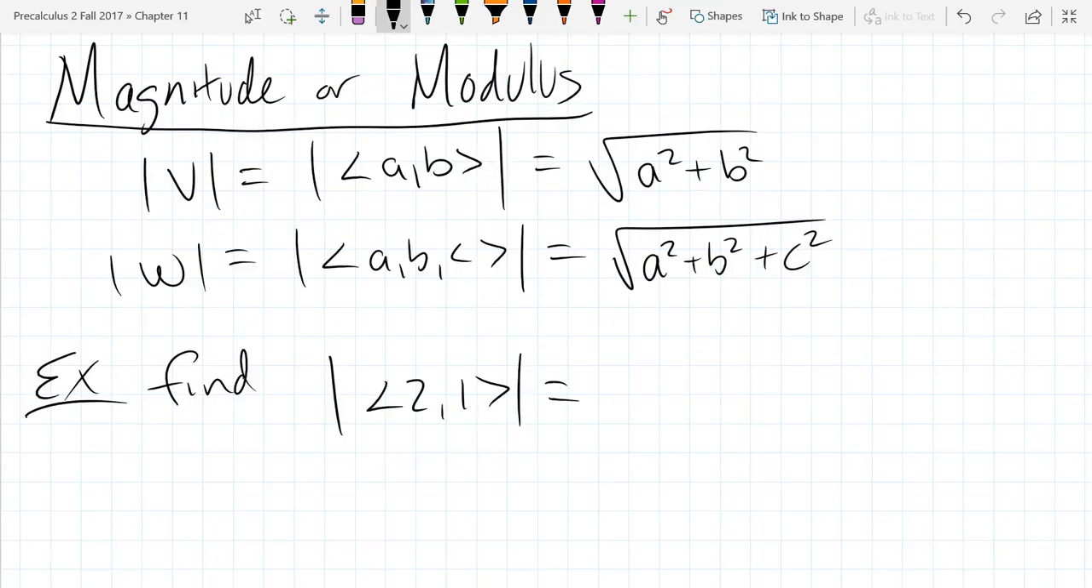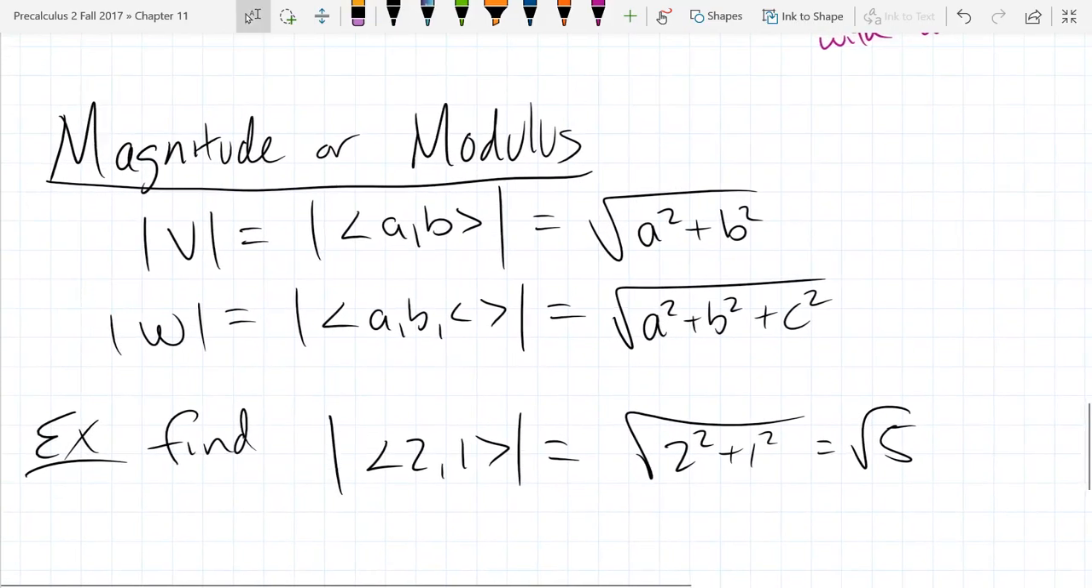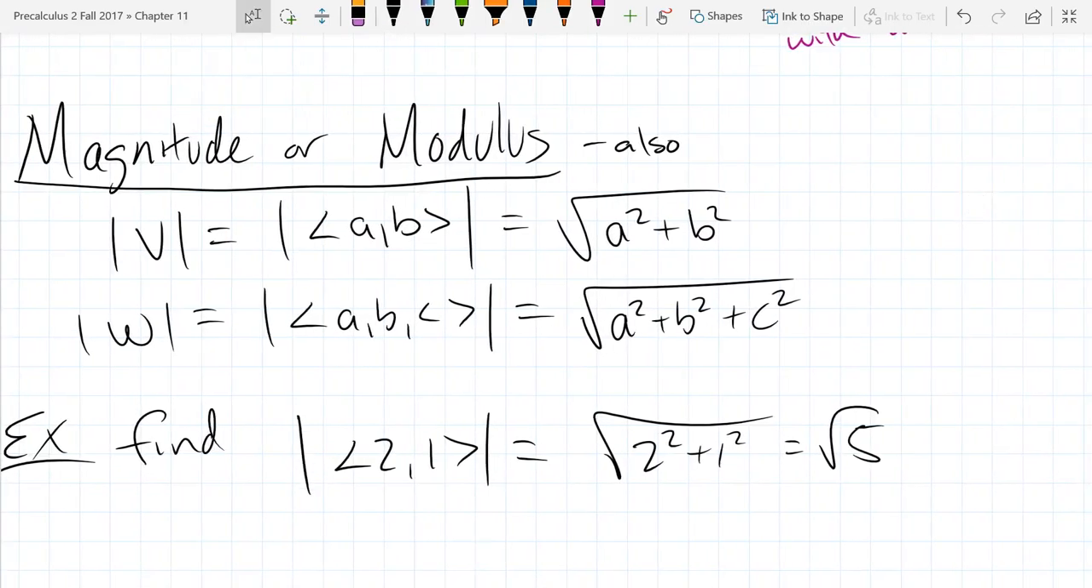All right, so find the magnitude of the vector 2, 1, same one we were working with before. So compute that right now. Should only take a couple seconds. Just use the 2 and the 1 for A and B. You should get square root 5 for that magnitude. Now, some sources that you're going to read also use the double bars just like complex numbers used. So sometimes you might see it with the double bars instead of single bars. It means the same thing.